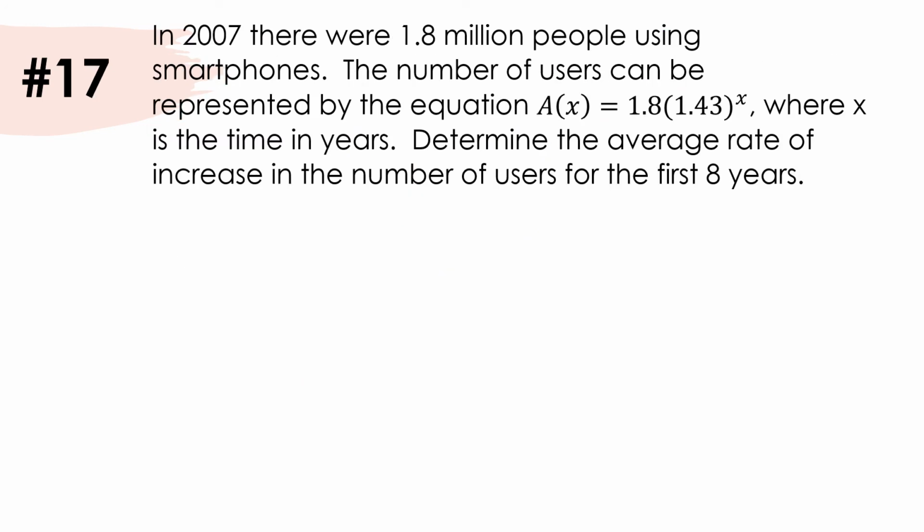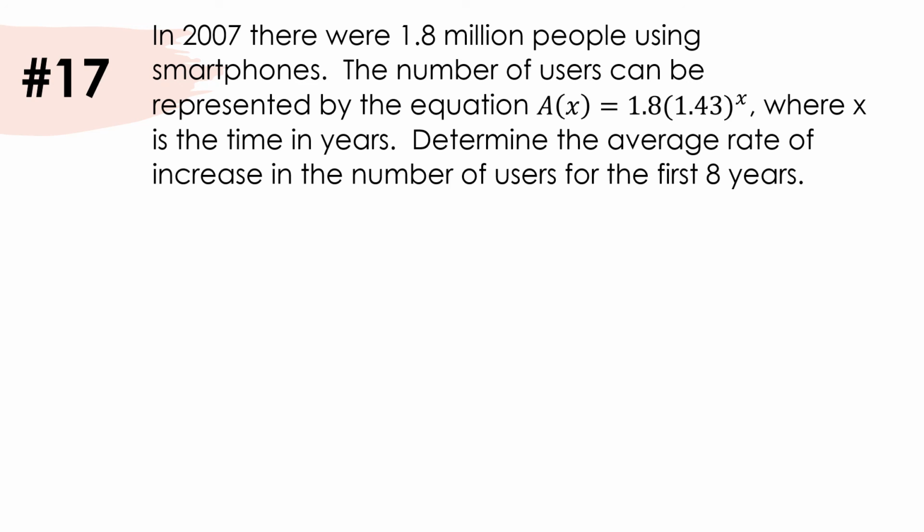For number 17, in 2007, there were 1.8 million people using smartphones. The number of users can be represented by the equation a of x equals 1.8 times 1.43 to the x, where x is the time in years. Determine the average rate of increase in the number of users for the first 8 years. The quickest way to do this is probably to go to table, type in your function, and then look for the data that you need.